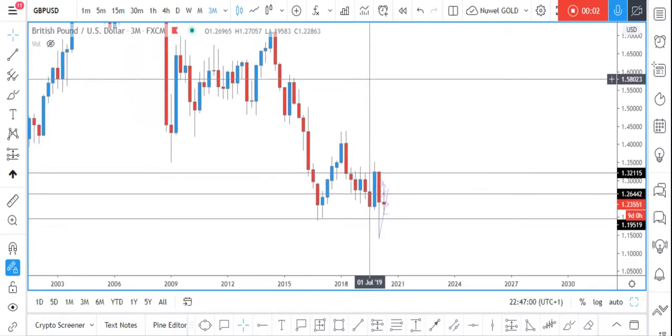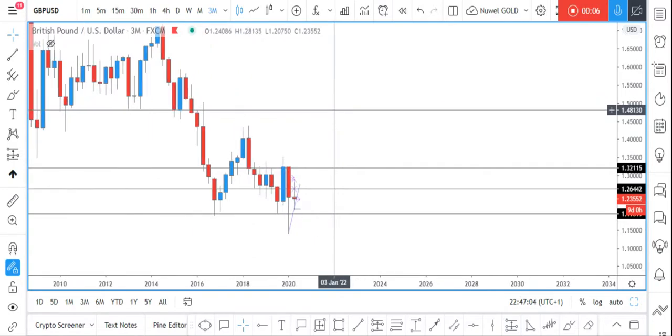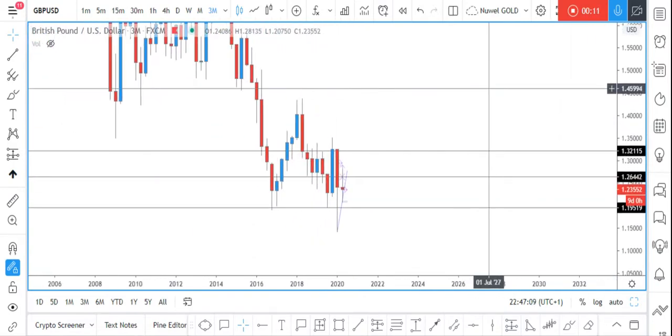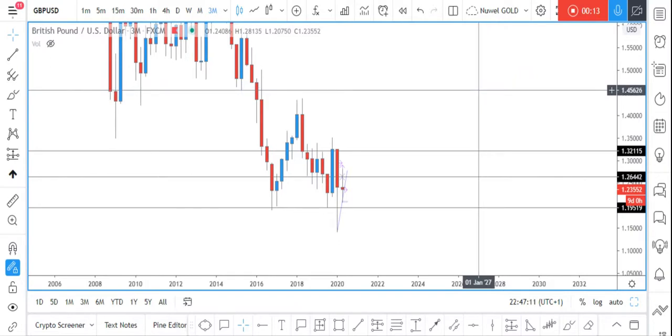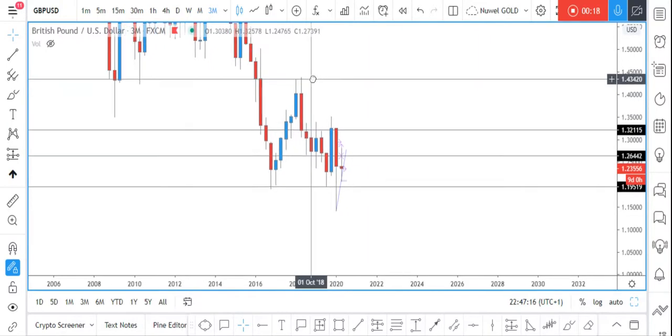Guys, good evening, everyone. Day 14 on the executive analysis challenge, and I'm just going to run through GBPUSD. Just going to analyze GBPUSD with a top-down analysis.